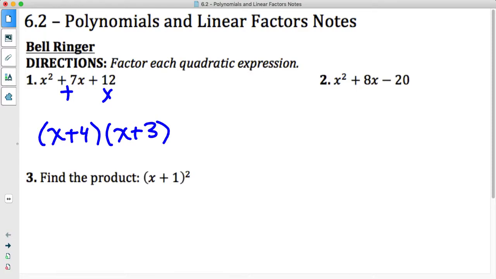Okay, again, we're just looking for two numbers that multiply to give us that last number and add to give us the middle number. Same thing over here, two numbers that multiply to give us negative 20 and add to give us 8. So go ahead and think about that one for a second. Two numbers that multiply to give us negative 20 and add to give us positive 8.